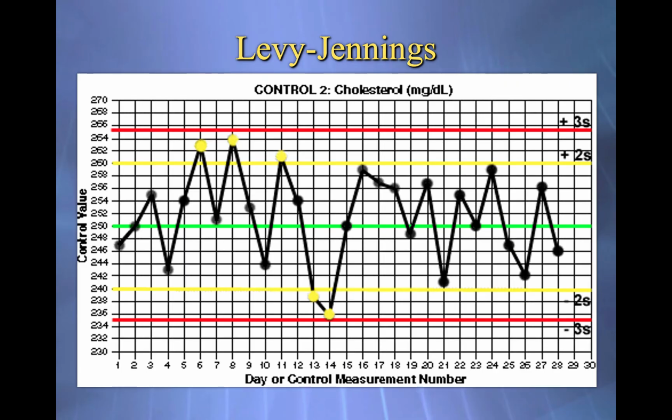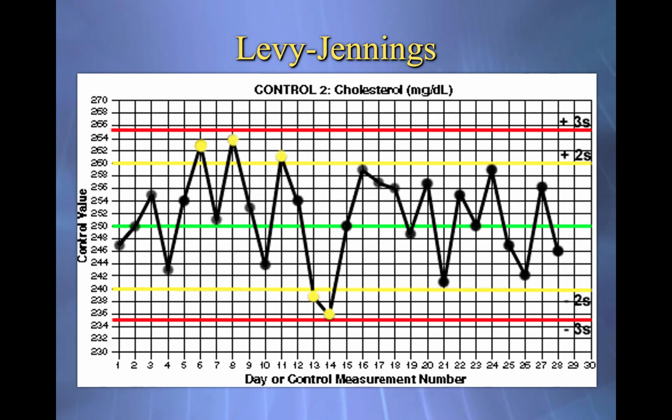Here is a Levy-Jennings chart, and you can see we plotted, for this is control number 2 for cholesterol, each data plot, each run, and you can see that here we've got a mean in green, we've got 2 SD in yellow on either side of the mean, and 3 SD in red on either side of the mean. Usually you don't want to go outside of 3 SD. You don't really want to go outside of 2 SD, that's why these ones are flagged. Simply because your assay is getting quite a bit away from the mean.